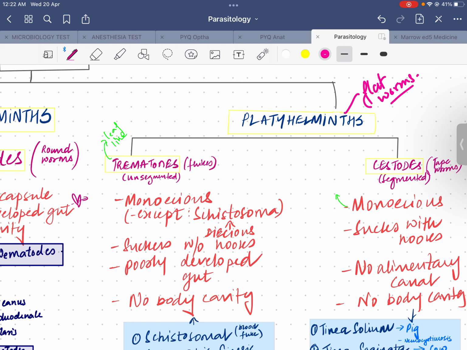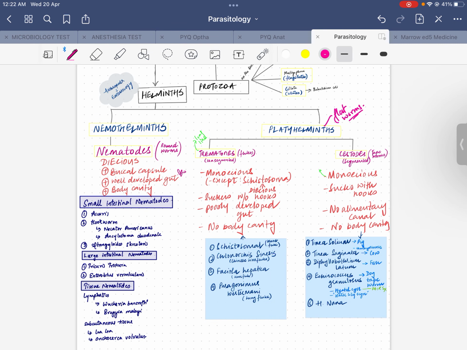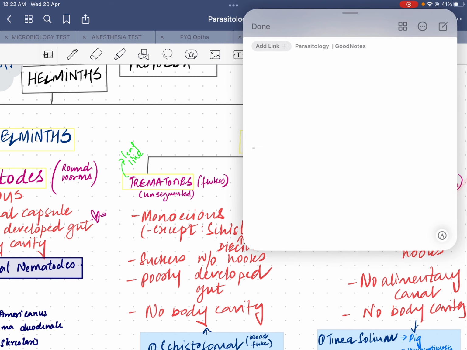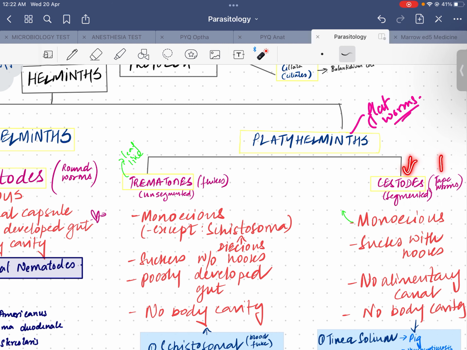Now, based on whether the platyhelminths are segmented or not segmented, they are classified into trematodes or flukes, which are unsegmented, and cestodes, which are segmented, which are called tapeworms. You can remember it like cello tape. Okay, so cestode for tapeworms.